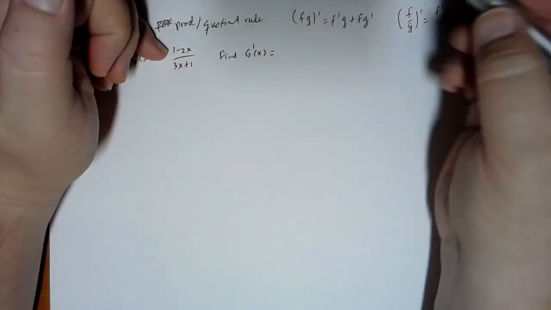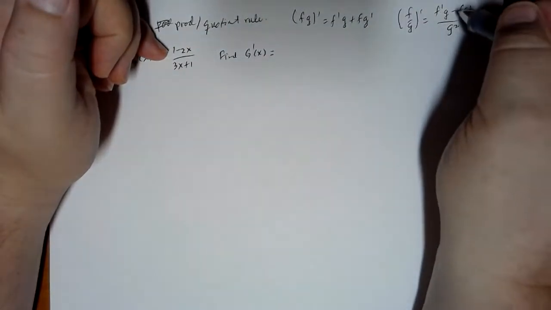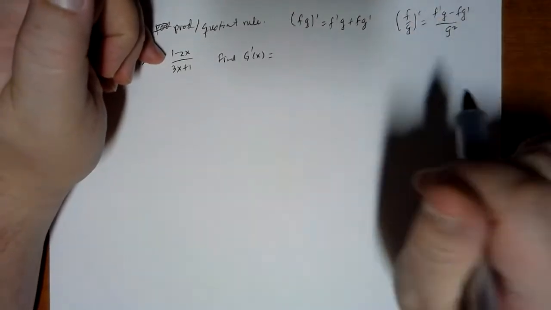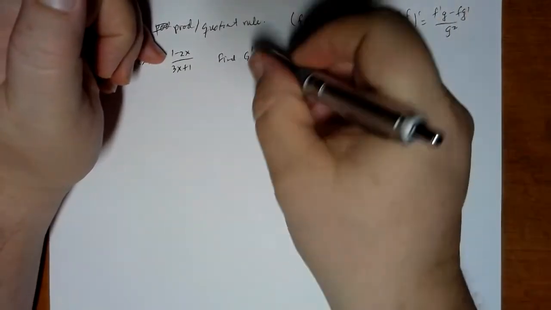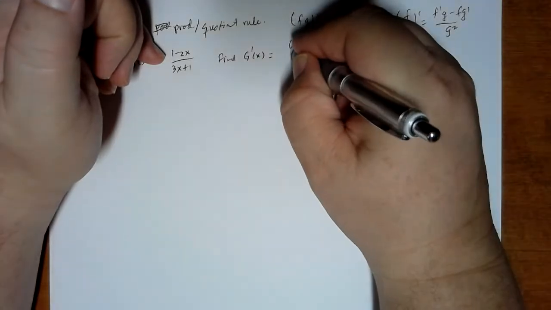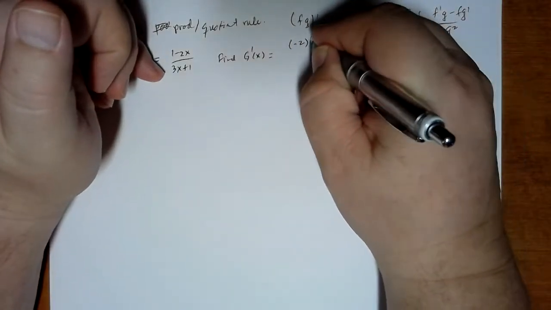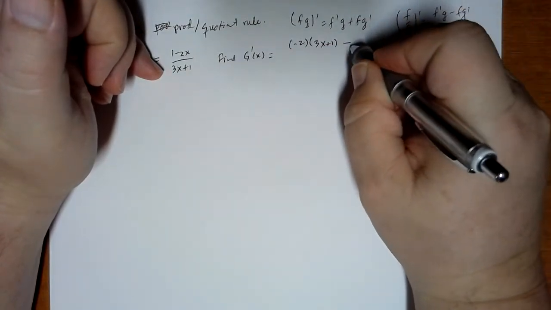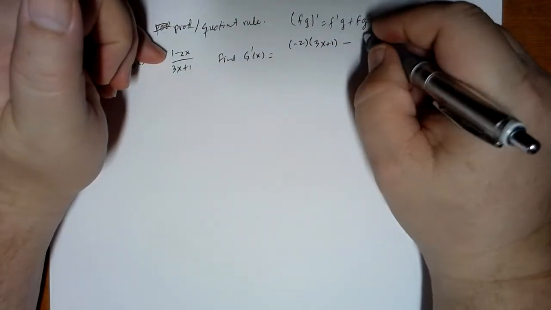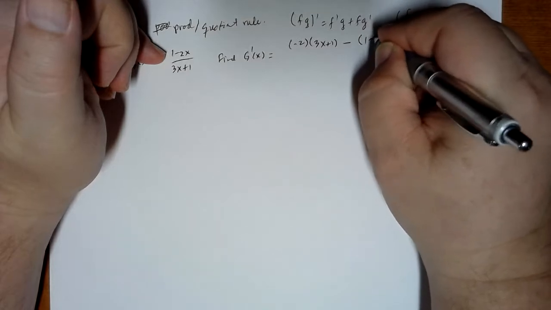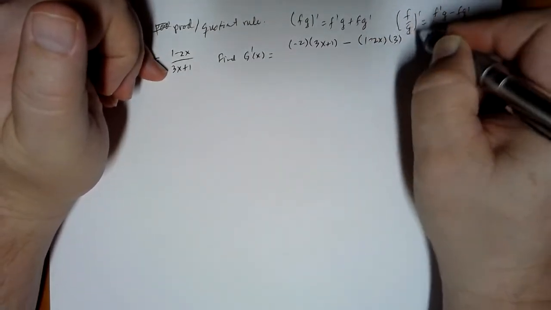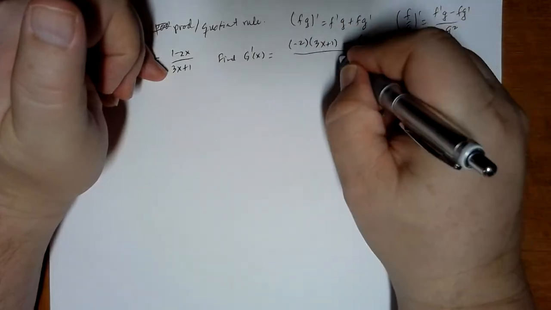So what is the derivative of the top? That's the way we always start. Derivative of the top is minus 2 times the bottom. Minus, that's an important one there. People tend to forget the minus sign. Then minus the top function times the derivative of the bottom, divided by the bottom squared.